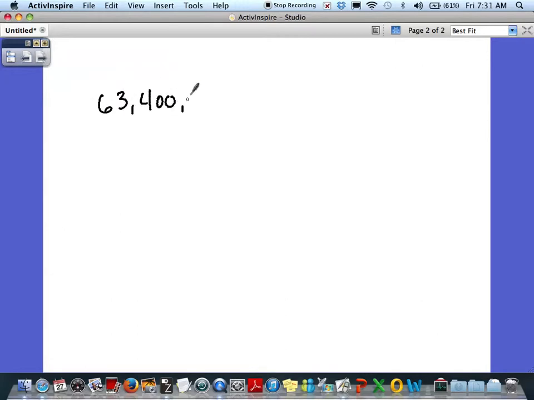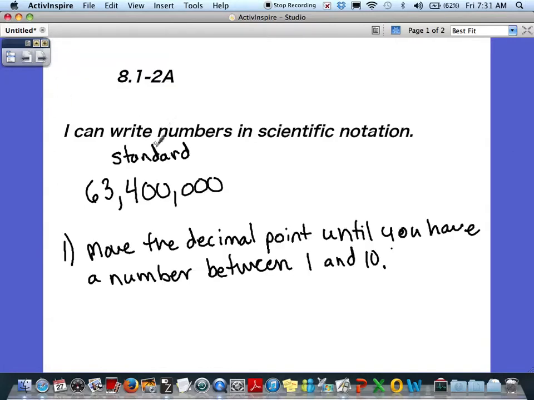If that first step is to be played out, you have to know where the decimal point starts. It starts here. I want to move that decimal point until I have a number between 1 and 10. So I'm going to move it 1, 2, 3, 4, 5, 6, 7 places, because now I have 6.34. But remember, whenever we are writing numbers in a different way, going from standard form into scientific notation, we don't want to change the value of the number.